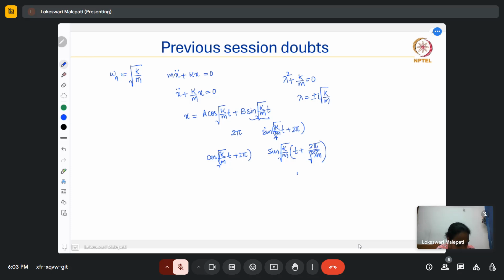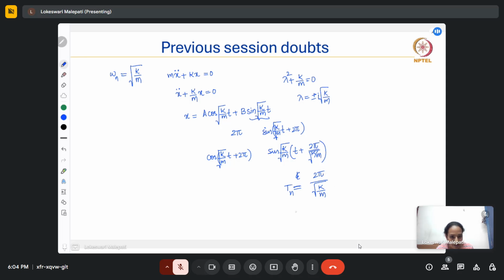So that means after a time period of 2 pi by square root of k by m, we are going to get the same displacement. That means the time period for this motion is 2 pi by square root of k by m. Since this is dependent only on the natural properties of the system, this is called the natural time period. So without making any assumption, this is how we get it.